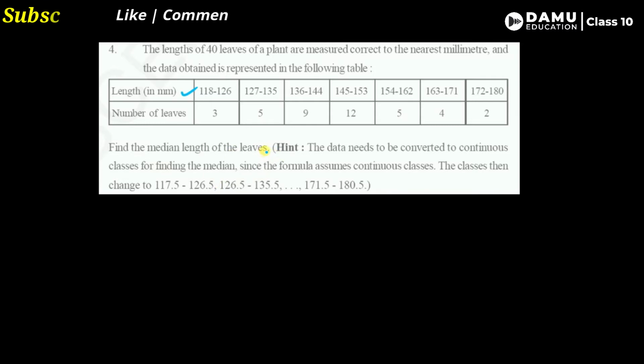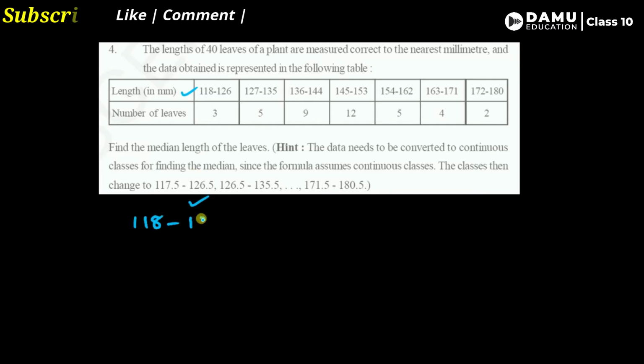Find the median length of the leaves. Hint: the data needs to be converted to continuous classes for finding the median, since the formula assumes continuous classes. The classes then change into 117.5 and 126.5. How it came, I am going to explain.